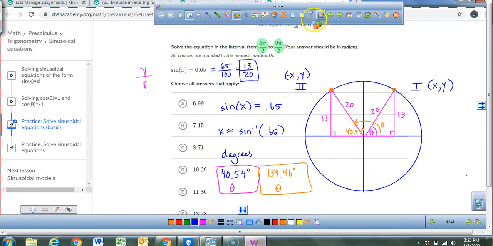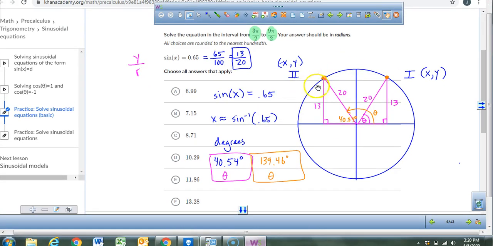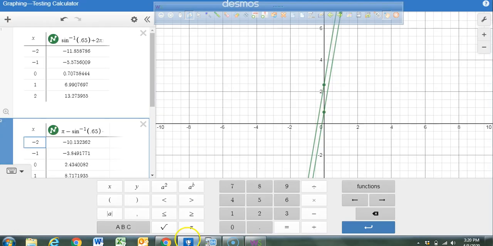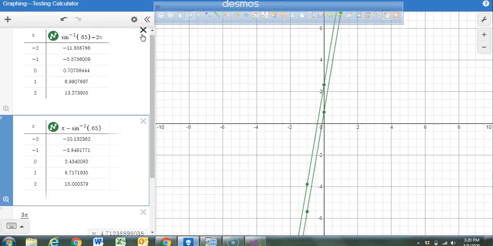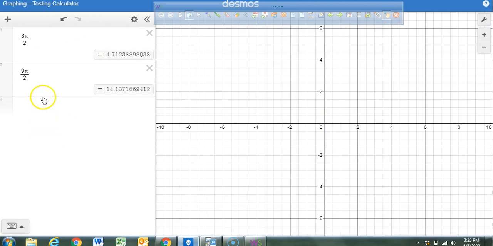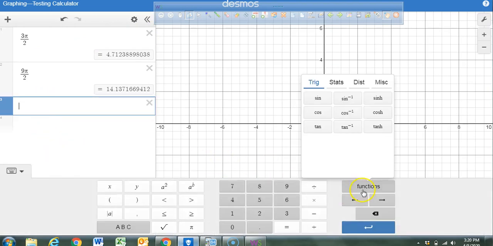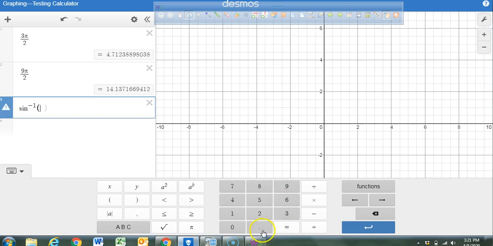So, how did we do that? Once again, all we did was find theta right here. We found theta in orange, knowing that we're going to be in the first and the second quadrant because that's where sine is positive. Once we found those, we converted them to radians, and it's very easy to convert to radians. You could just start in radians if you wanted to and ask, what's the inverse of sine, which was 0.65. From there, all you did was add 2 pi to it over and over again to find your answer choices.